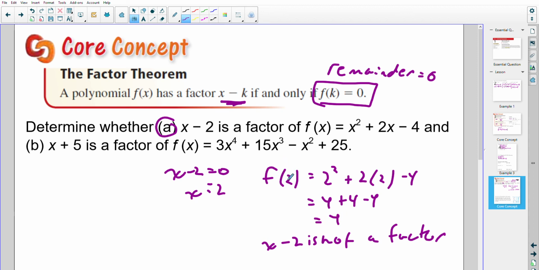If you don't like doing this type of substitution, what you can always do is the synthetic division, and that right there, when you get to the end, would be the remainder. If it's 0, then the binomial is a factor. If it's not 0, then it is not a factor.